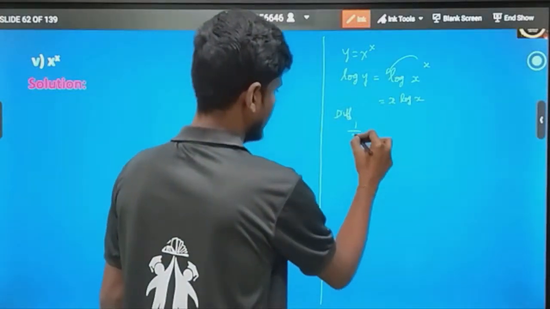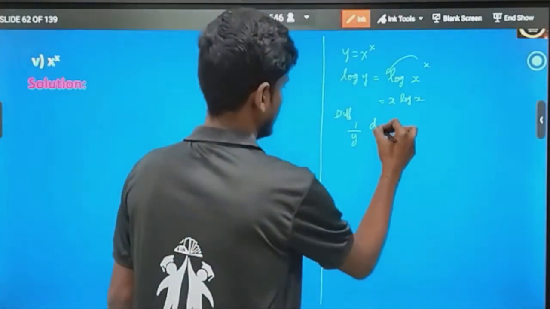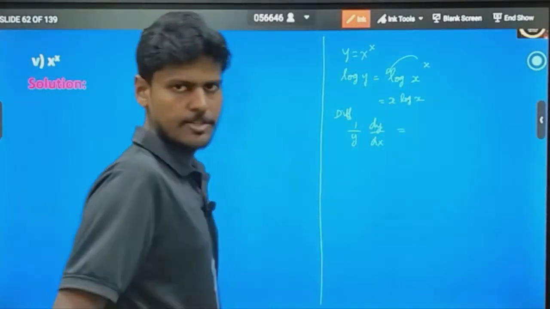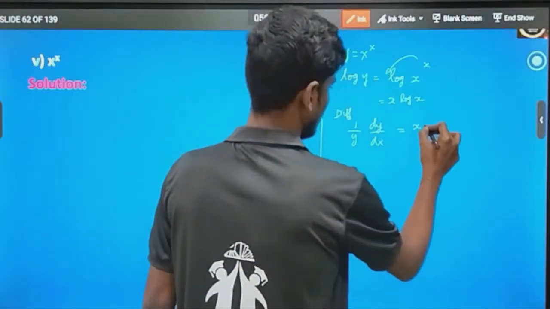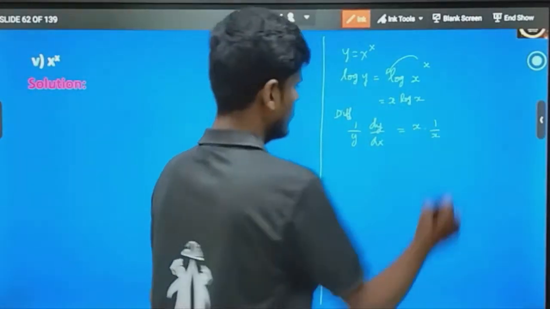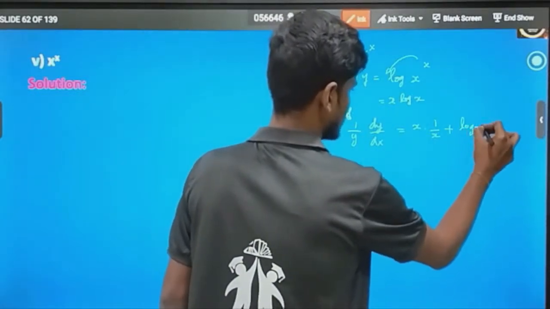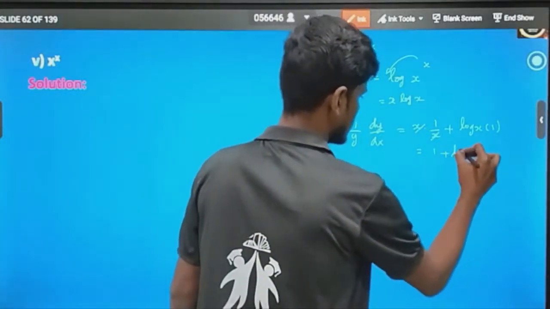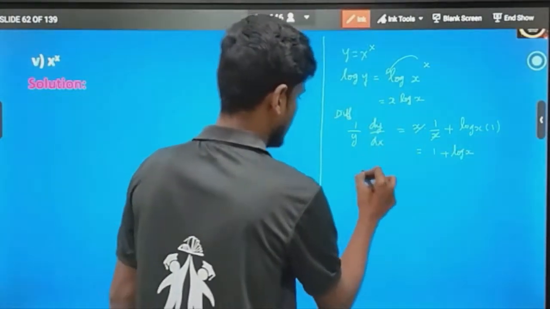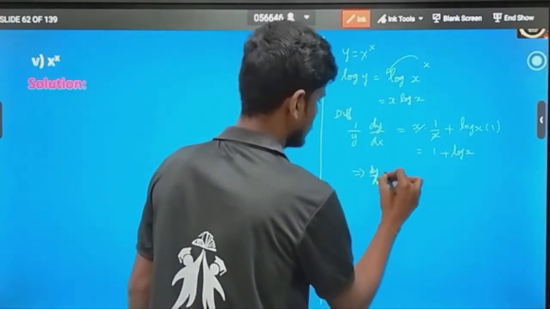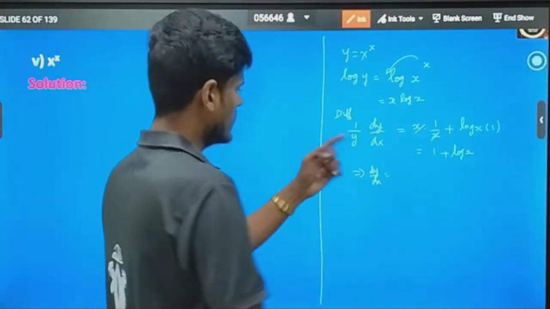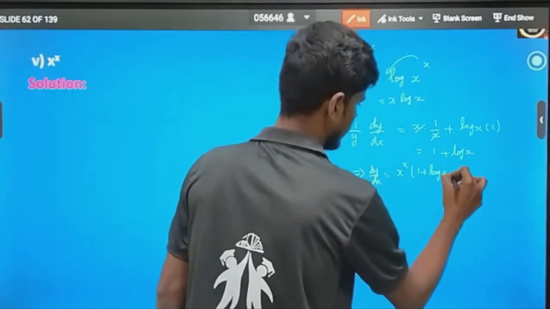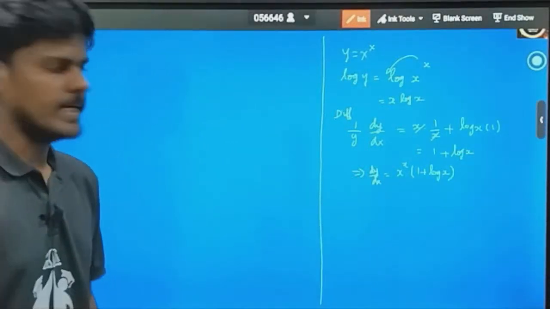Then what will we get? Log y differentiation is 1 by y into dy by dx, that is equal to x log x differentiation: x into the differentiation of log x, which is 1 by x, plus log x into the differentiation of x, which is 1. These two will get cancelled, and here we will have 1 plus log x. So dy by dx is equal to y into 1 plus log x, and what is y? x power x. So dy by dx is x power x into 1 plus log x. This is the derivative.